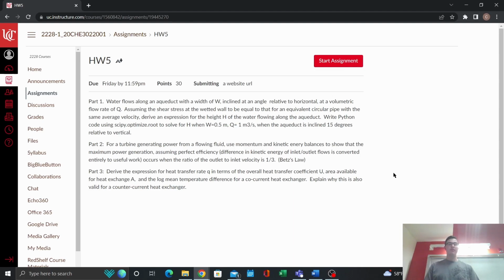This will be going over Part 3, which asks us to derive the expression for heat transfer rate Q in terms of the overall heat transfer coefficient U, area available for heat exchange A, and the log mean temperature difference for a co-current heat exchanger. It also asks us to explain why this is also valid for countercurrent heat exchangers.